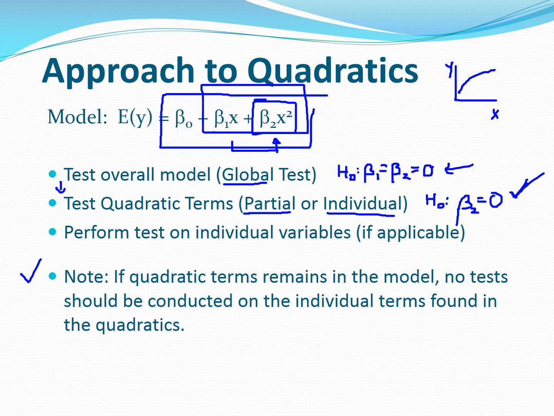But that's how we would approach the quadratics, and that's a good place to stop. So we got the interactions out of the way, we got the quadratics. Next step is to do the qualitative variable. So we'll look at that in another video.